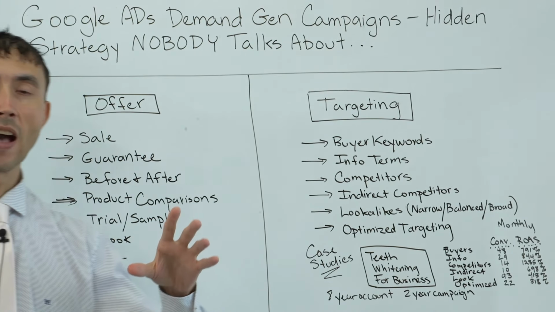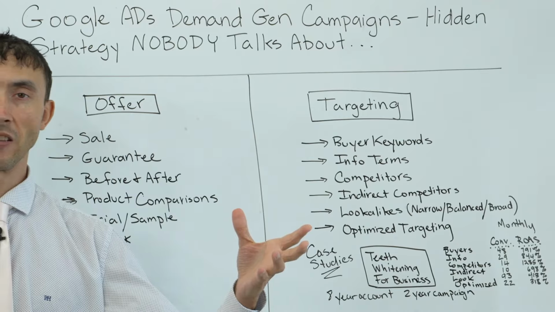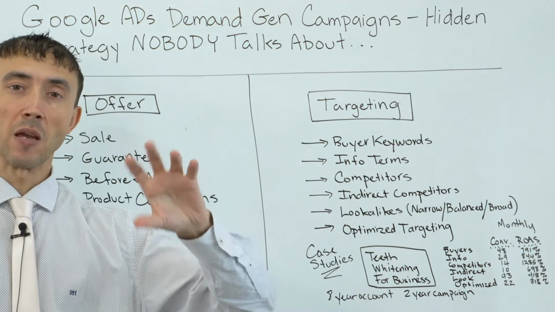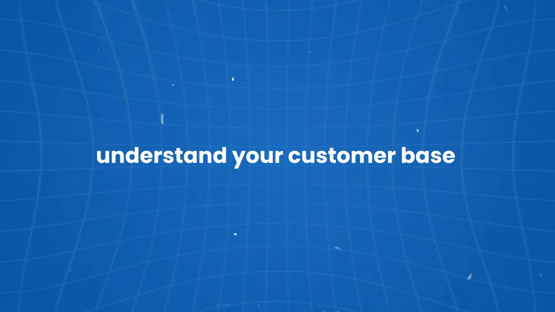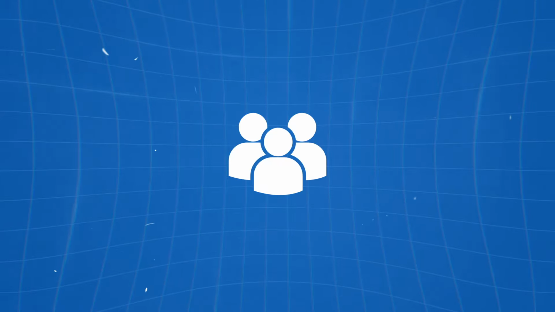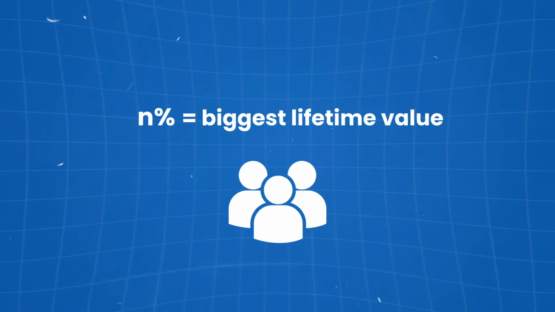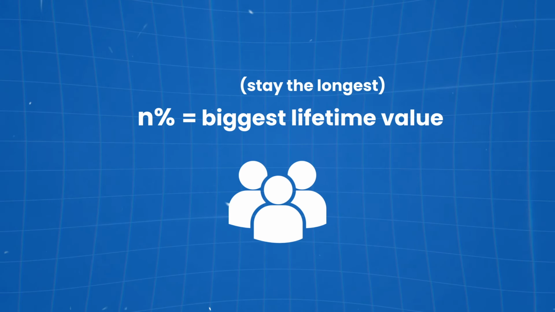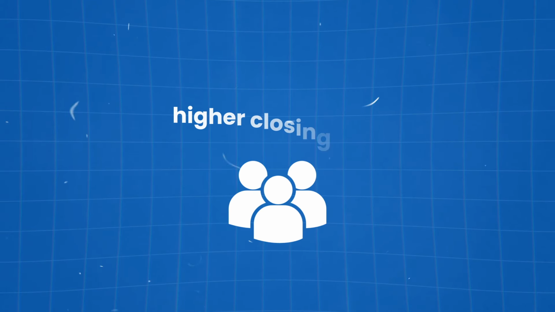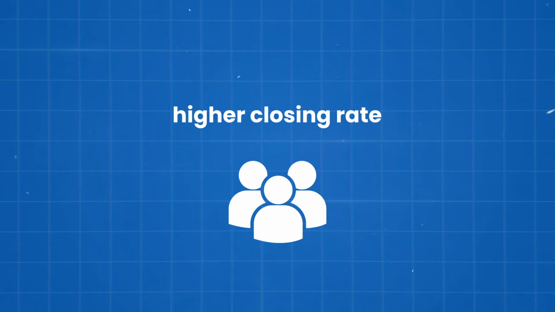You could also do a trial for a service company, like a cleaning service. The number one way that we have to market a cleaning service that works through demand gen right now is a free cleaning. And then the same thing with that. It's all down to understanding your customer base. Of the people that you can offer a free cleaning to, what's the percentage that typically would have the biggest lifetime value to us? They're going to stay with us the longest. They're going to pay the most because of bigger houses, and they close at a higher rate because they have more disposable income and value the service more.